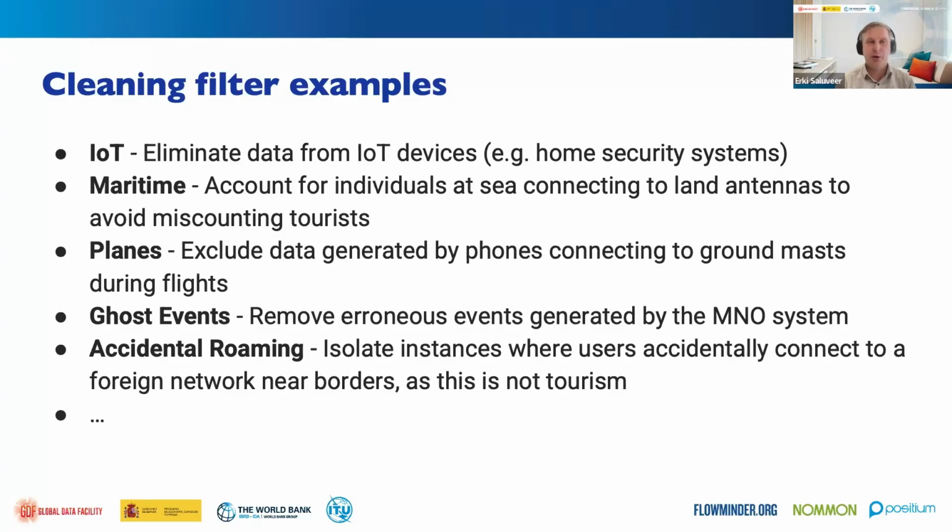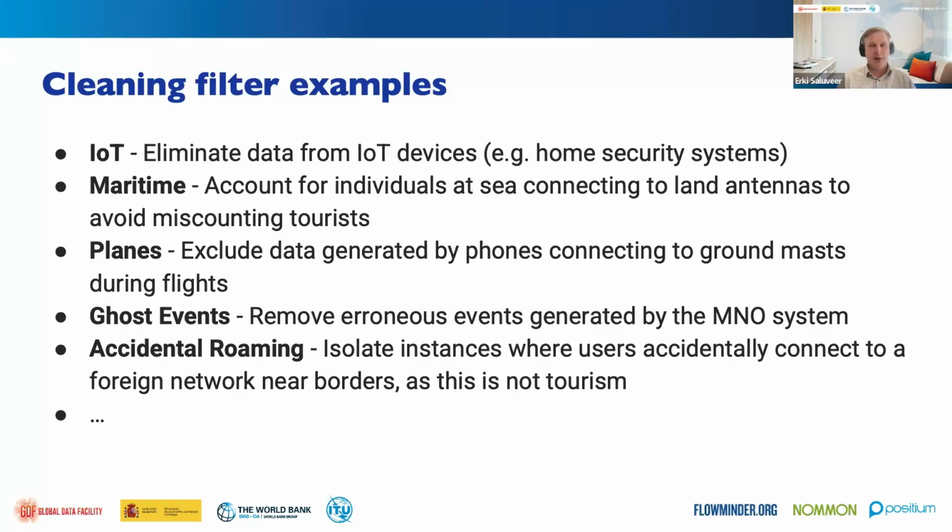The same goes for, for example, cruise ships on the sea. It's the same thing. They are going by the coast, and it seems like from the mobile network side that people are on the land, but actually they are on the sea. So you need to clean them out. Also, mobile network operators generate ghost events. So sometimes people appear to be in two different places. You need to clean them out.